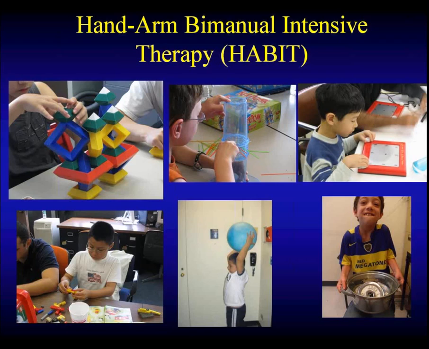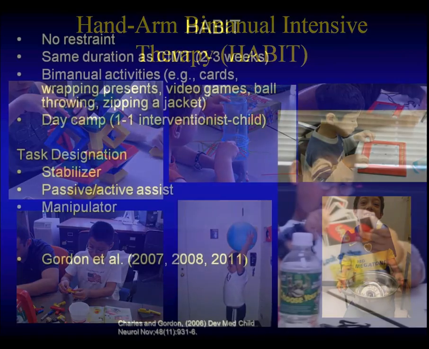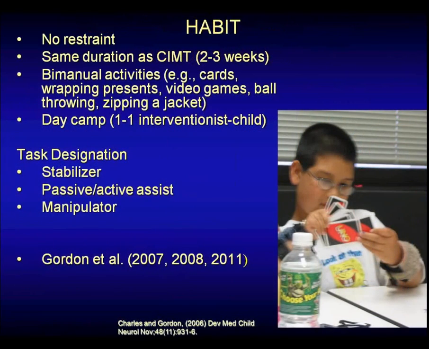The idea basically is providing activities that necessitate the use of both hands, rather than constraining one hand and forcing them to use the other. So there's no restraint, basically the same duration as constraint therapy, and bimanual activities, as I said, that necessitate the use of both hands. We have done this in a day camp model with, again, the one-to-one interventionist per child. I should point out that with bimanual training, I would say that the one-to-one ratio becomes more important. Because, as I said, these children can compensate really well.